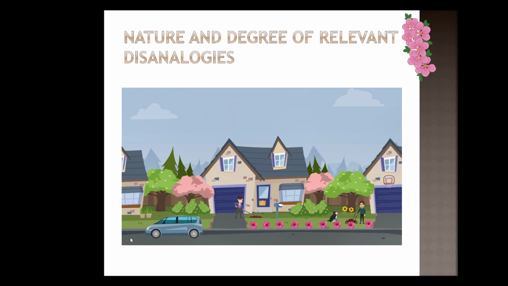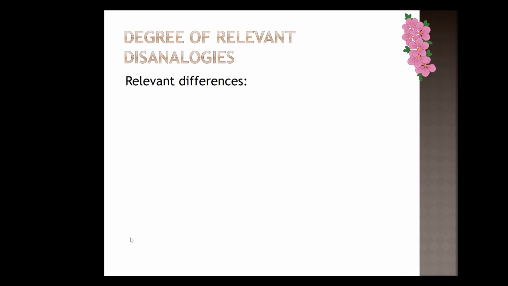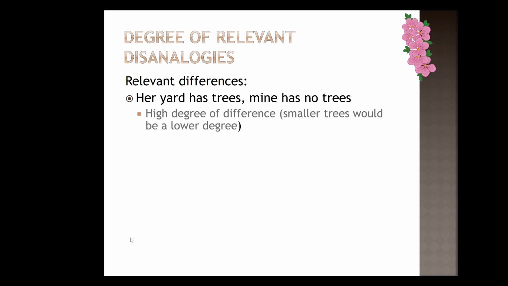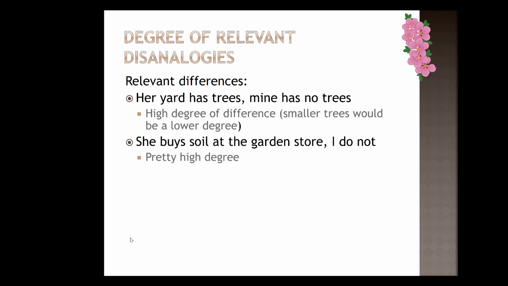Now notice we have to look at both the nature and the degree of these relevant differences. The degree of the relevant differences just means how strong is the difference. Her yard has trees, mine has no trees. This was a high degree of difference because she had a lot of big trees. Now if she had one small tree in the corner, that would be a lower degree of difference. Her buying soil, when I do not, that's a pretty high degree of difference.